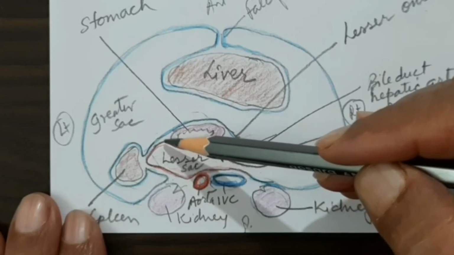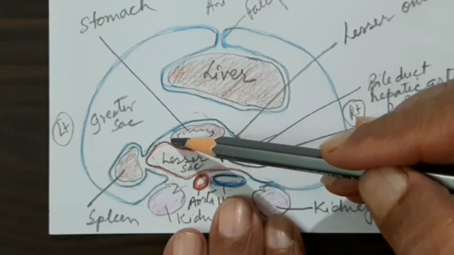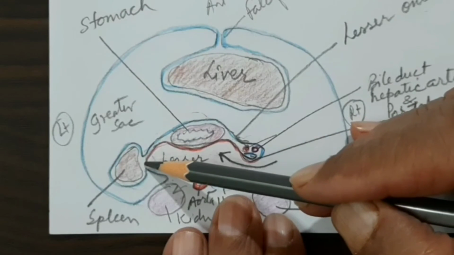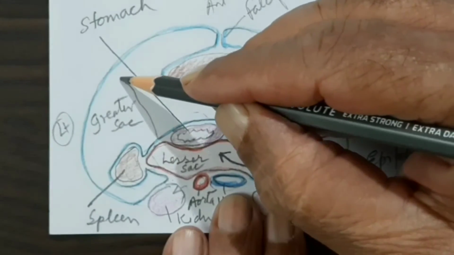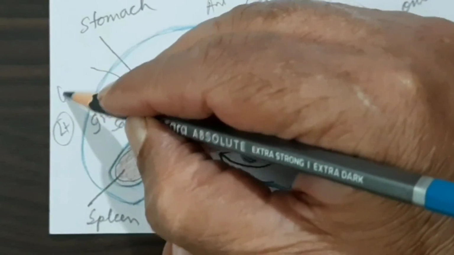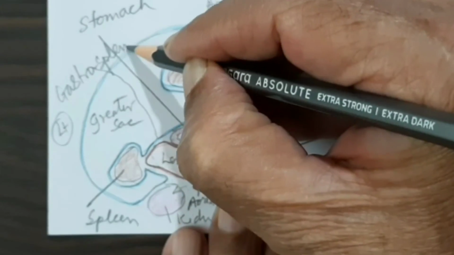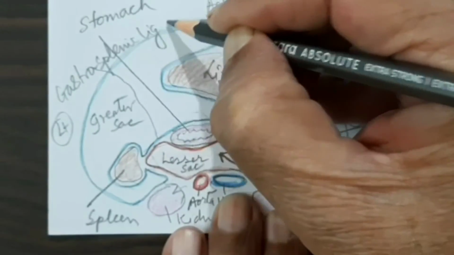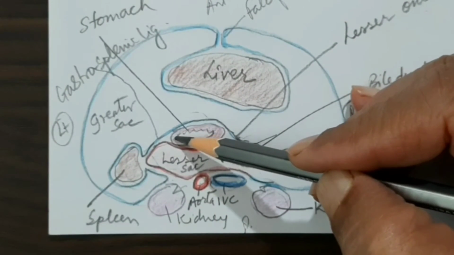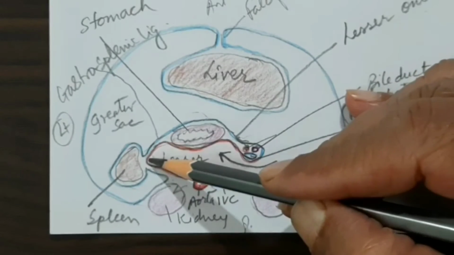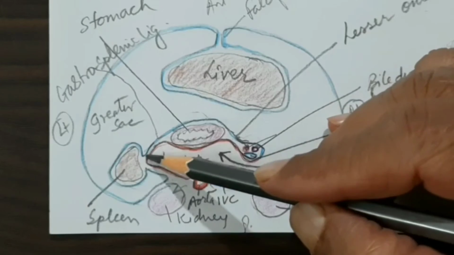So now this is the double fold of the peritoneum extending from the greater curvature of the stomach to the hilum of the spleen, and this is called the gastrosplenic ligament. So this is the gastrosplenic ligament here, from the greater curvature of the stomach towards the spleen.